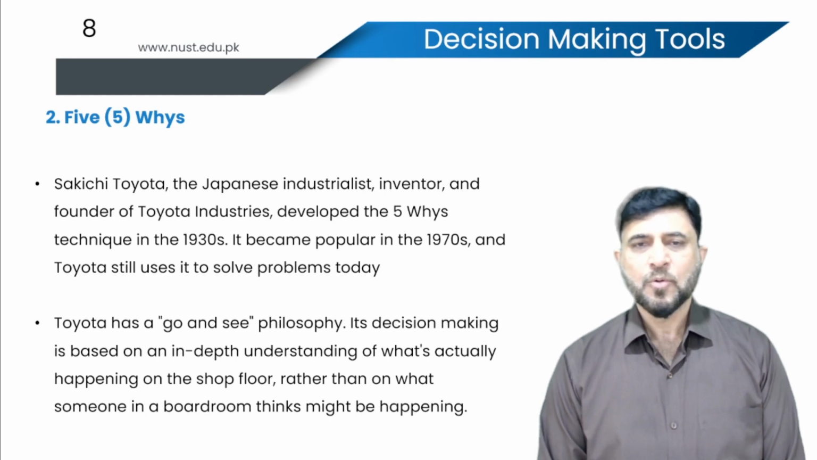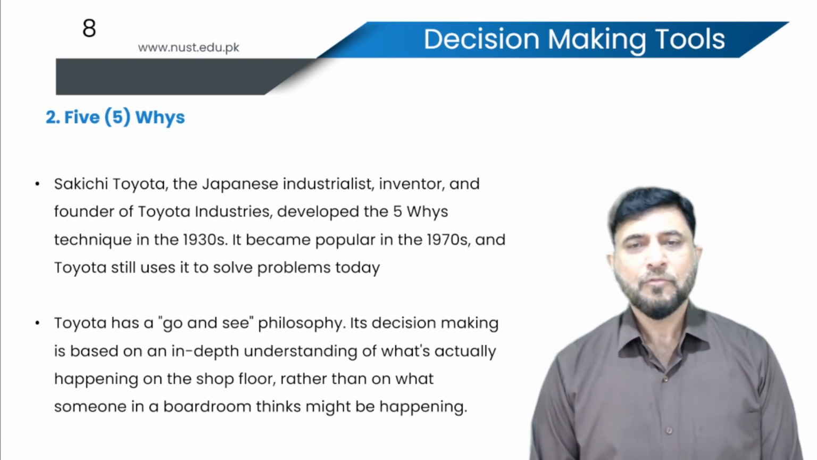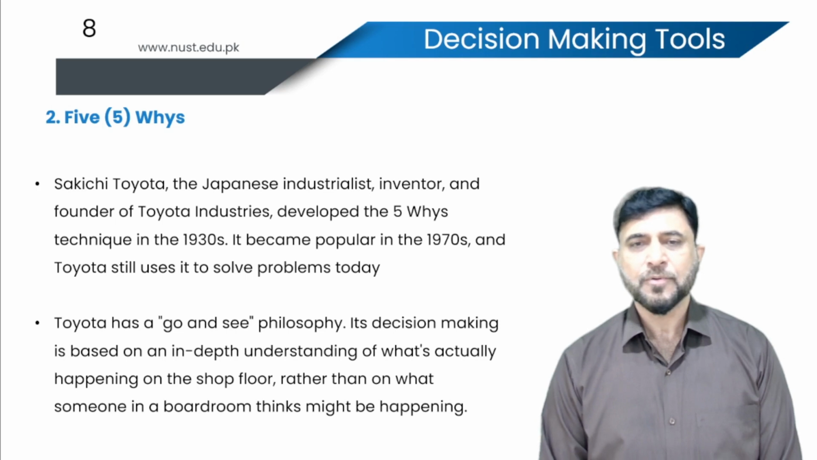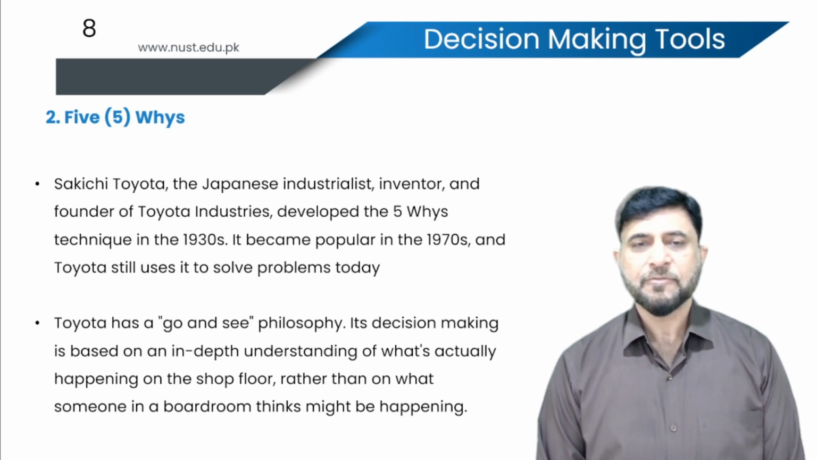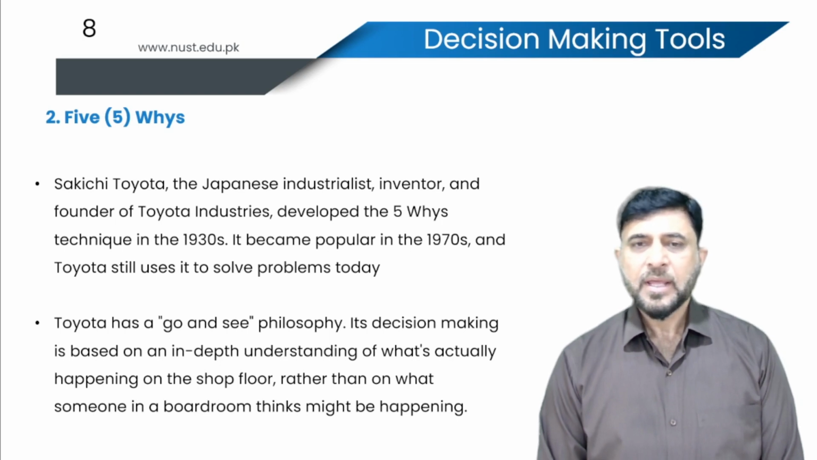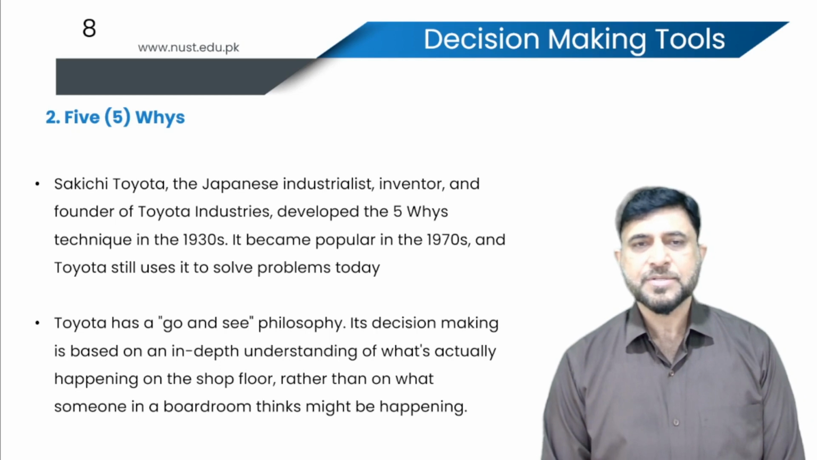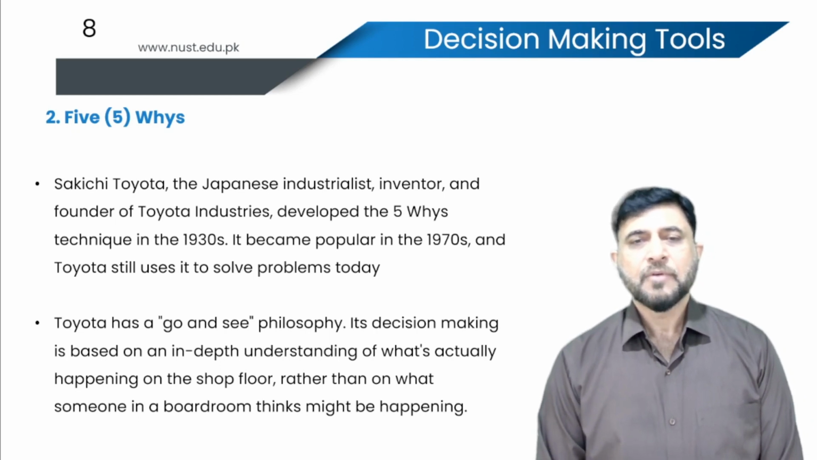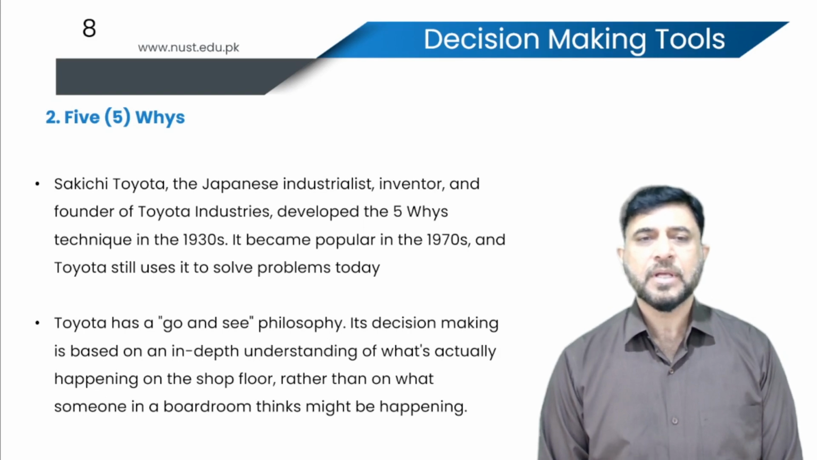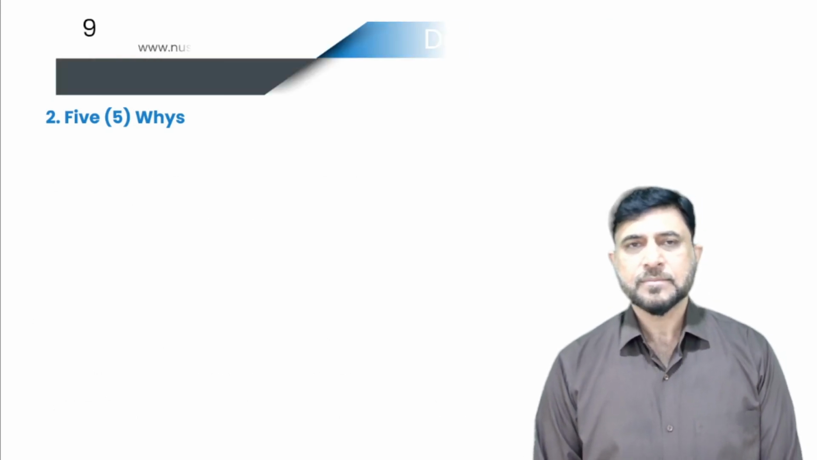Toyota has a go and see philosophy. What is its philosophy? Its decision making is based on an in-depth understanding of what's actually happening on the shop floor rather than on what someone in a boardroom thinks might be happening. Somebody, while sitting in his office on his table, on his chair, cannot think what is happening on the shop floor. One has to go to shop floor actually to see the problems.